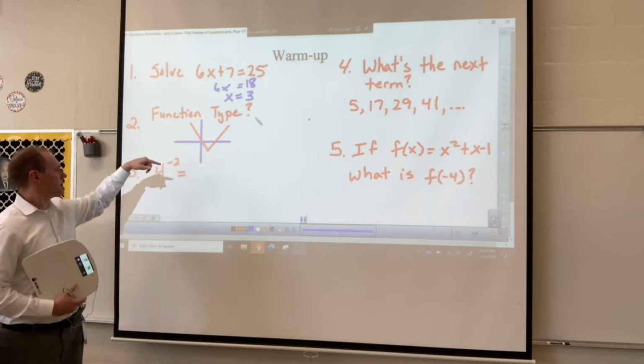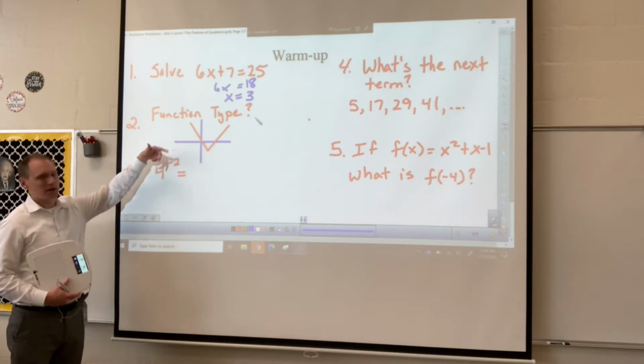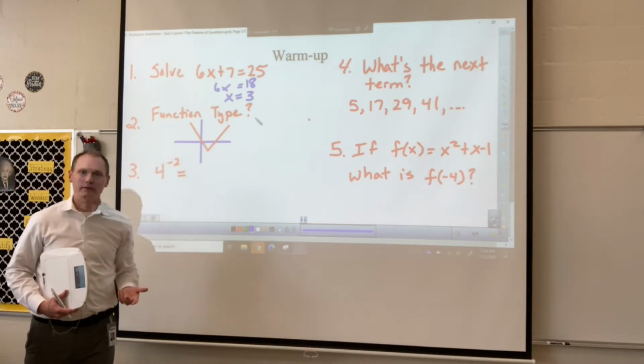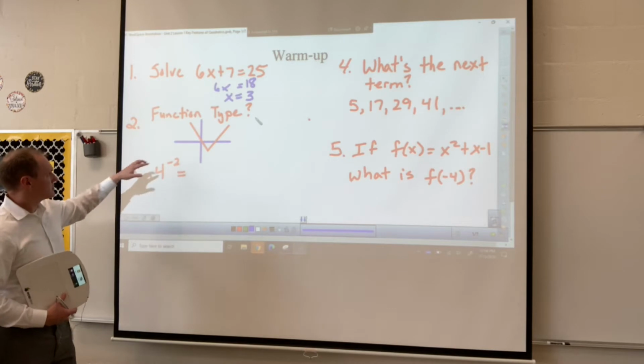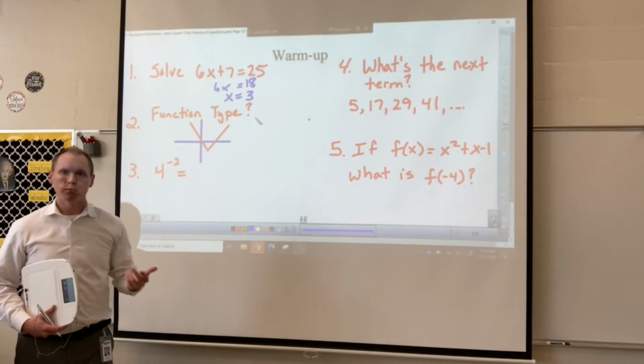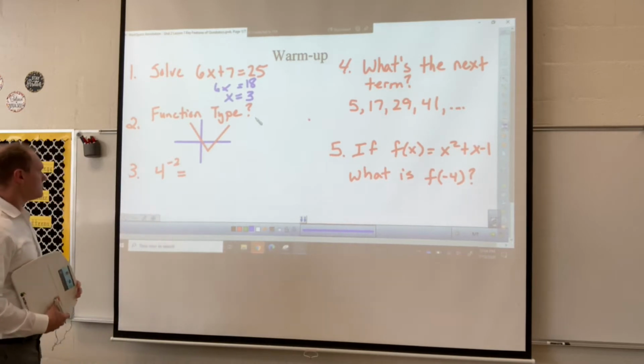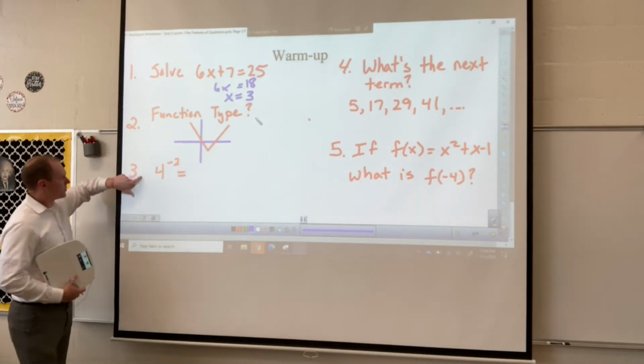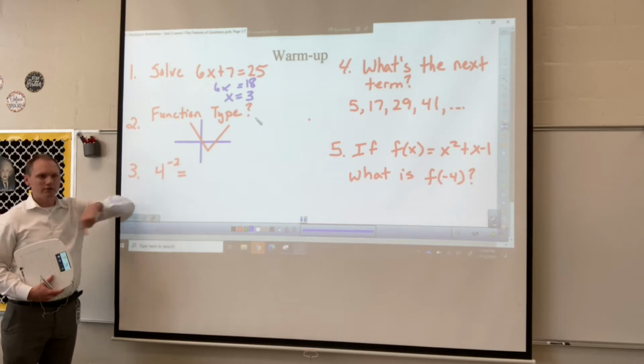Number 2, function type. So what function type is this? In our first unit, we talked about a lot of different function types. In this case, the V shape is what we call absolute value function. So hopefully you remember that from the last unit. So this is an absolute value. Number 3, 4 to the negative 2 power.